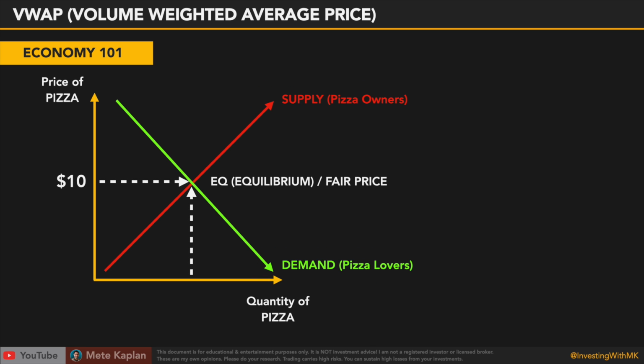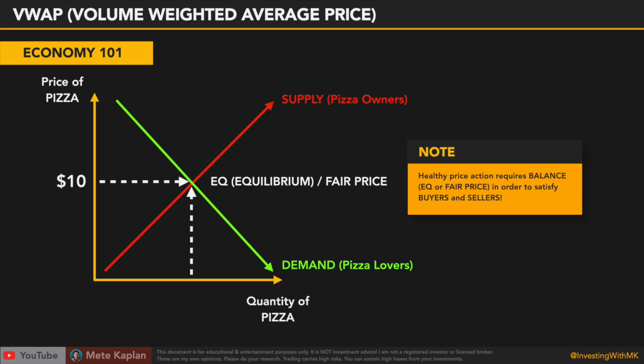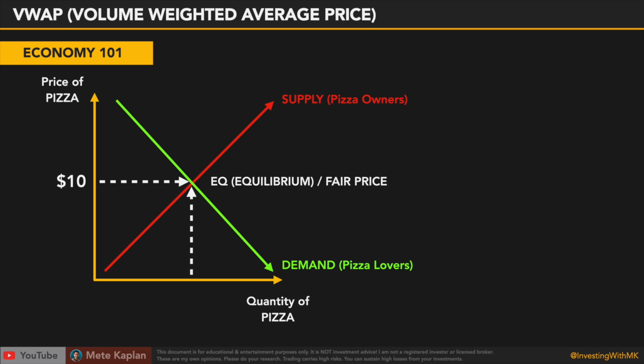So how about the price of the pizza? There should be some balance. If the supplier sells it with a very expensive price, there will be no one to demand it. If it is too cheap, everybody will demand it. However, suppliers will not want to sell it too cheap. So the balance point is equilibrium, which means it is the fair price. Stocks, cryptos, gold, everything has a fair price. So VWAP is actually a fair price guidance indicator.